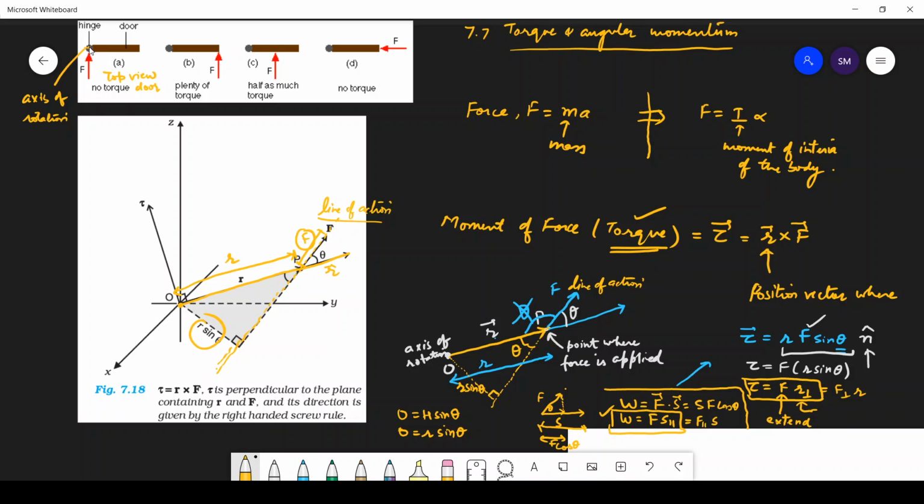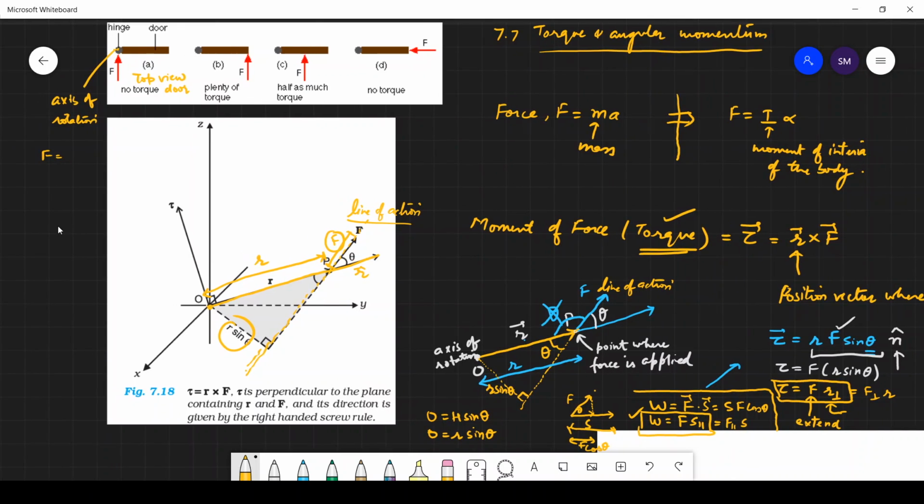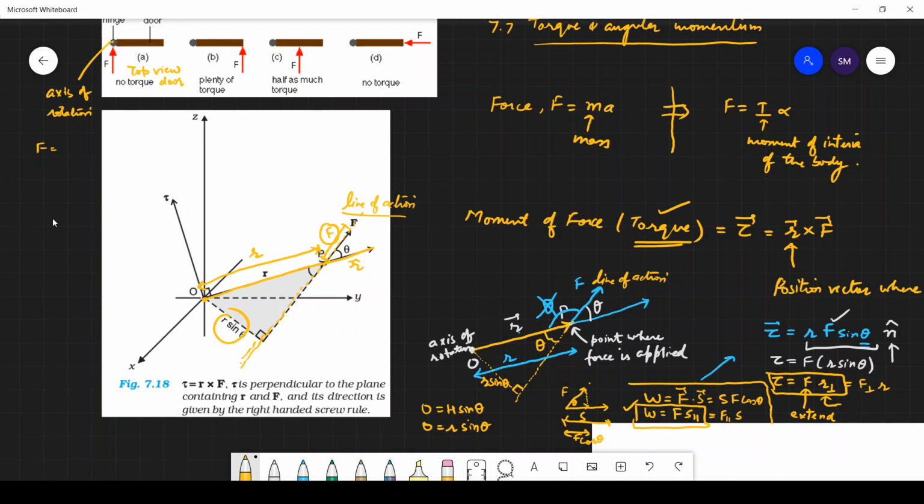Students, this is simply a door, like the door of your room. If you apply the force on the hinge, tell me, will the door move? No, sir. Okay. Why will the door not rotate?